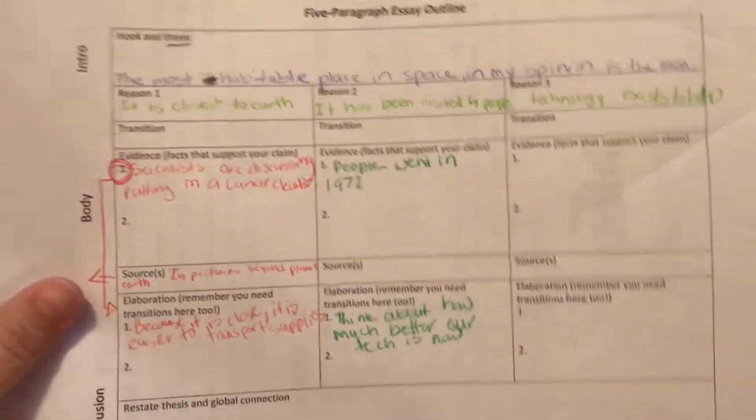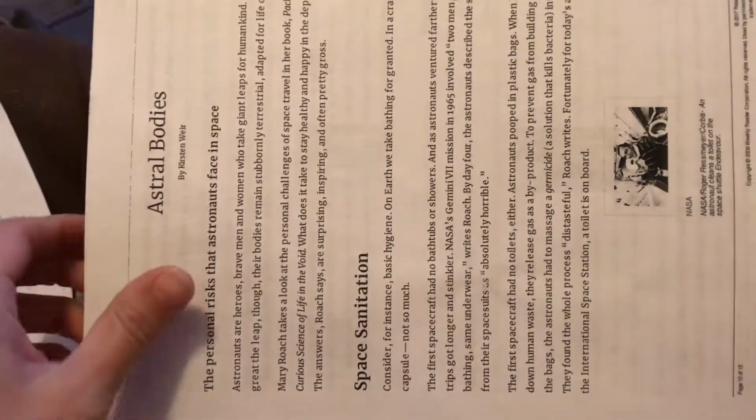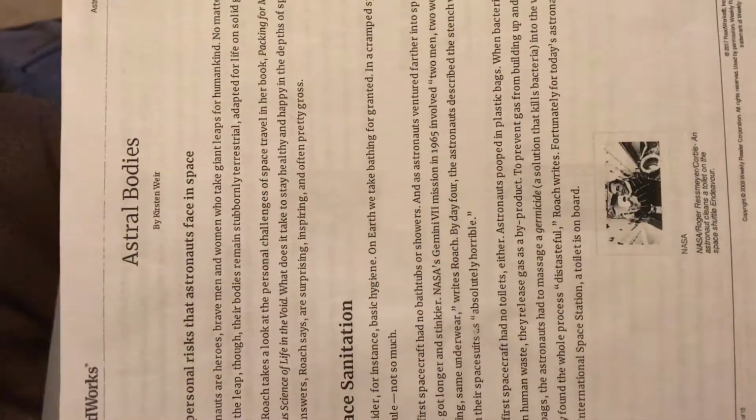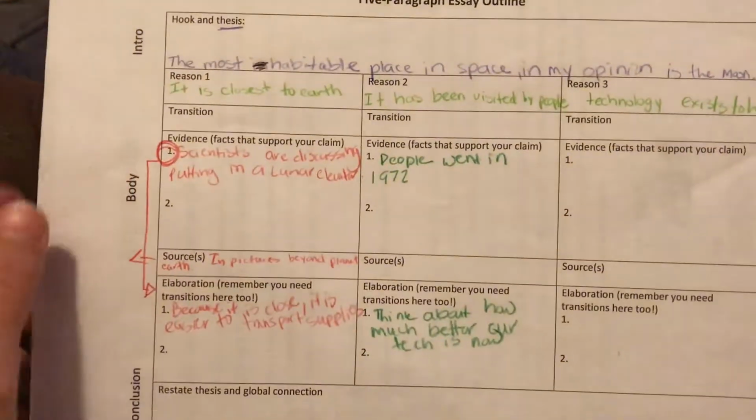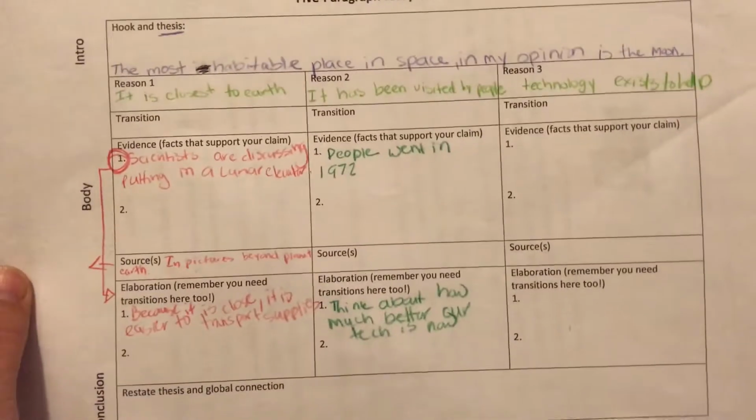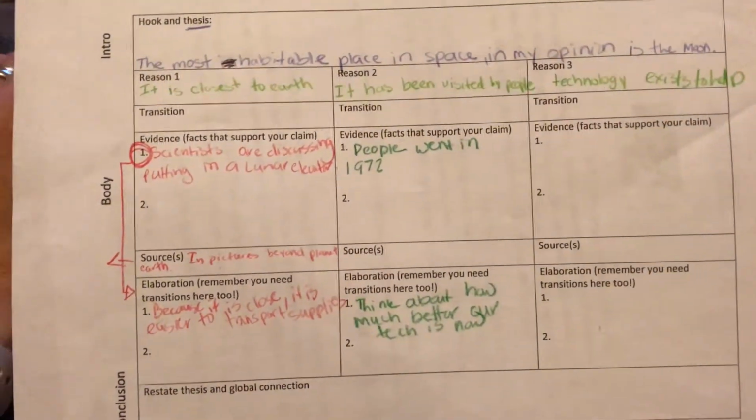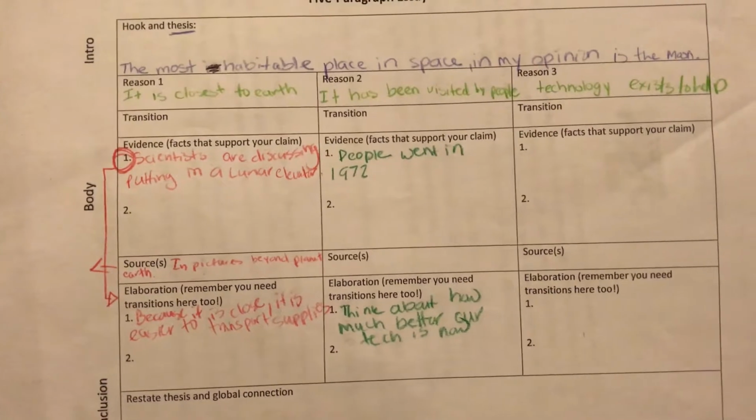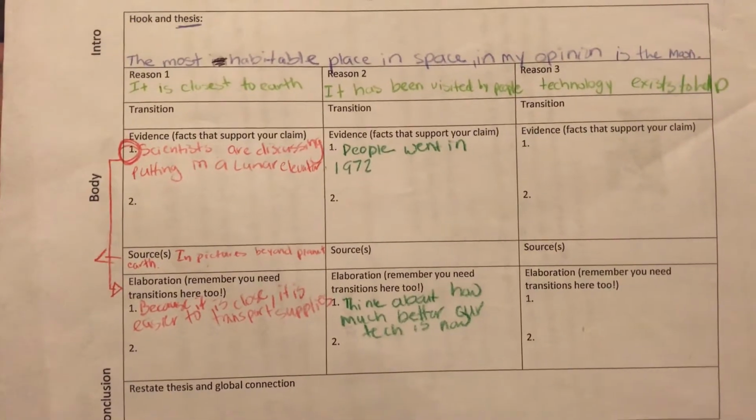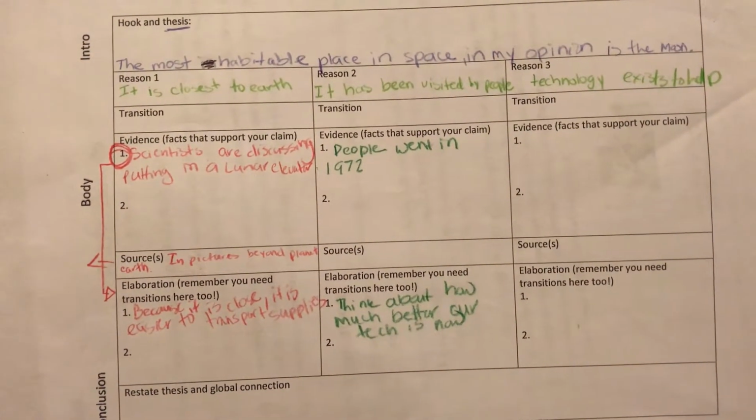We actually read several articles in class. I'll show you one, Astral Bodies and In Pictures Beyond Planet Earth, which gave us evidence. I just want to be able to support the students in their research as well. A lot of times when they go on Google to research, they just look in the search bar and they don't really go into the article, so we're working on that too.